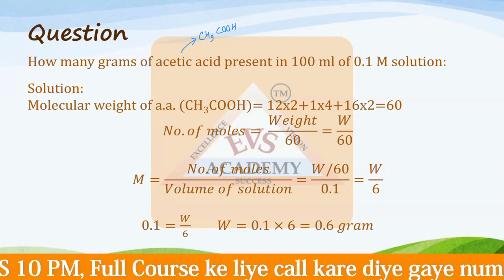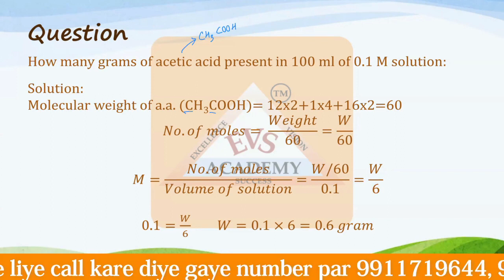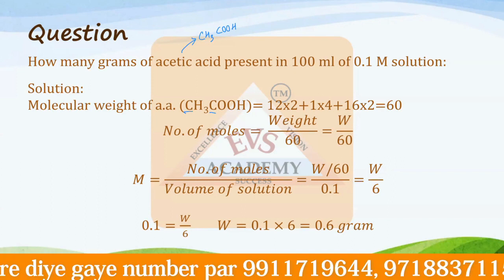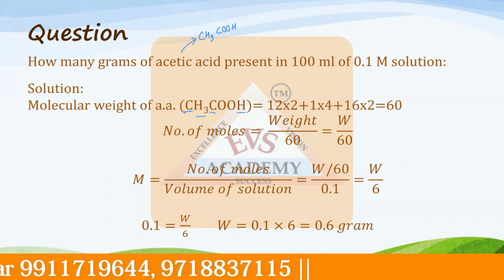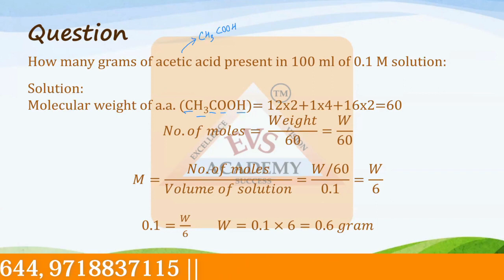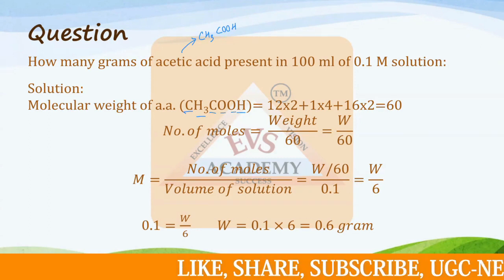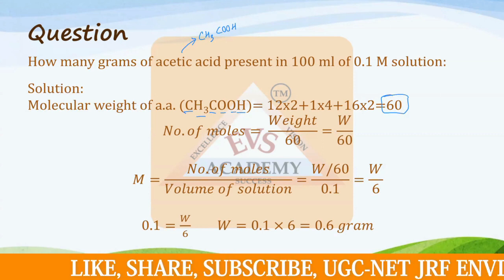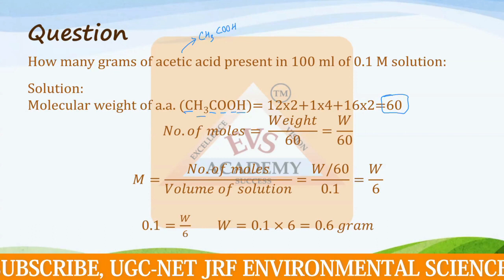In CH3COOH, 2 carbons are present, so 12 multiplied by 2. How many hydrogens are present? 3 plus 1, 4 hydrogens, so 1 multiplied by 4. Plus 2 oxygens, so 16 multiplied by 2. This is 12 multiplied by 2 plus 1 multiplied by 4 plus 16 multiplied by 2, which equals 60. So the number of moles equals weight divided by molecular weight.